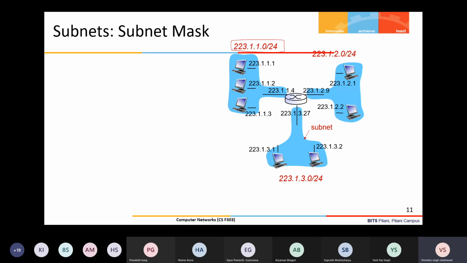So what does it mean? It means that 24 bits are representing the network prefix. What is left, 8 bits, is used for the host prefix. It also conveys one more message to us: these 24 bits will be the same for all the IP addresses assigned to the machines connected in this network.